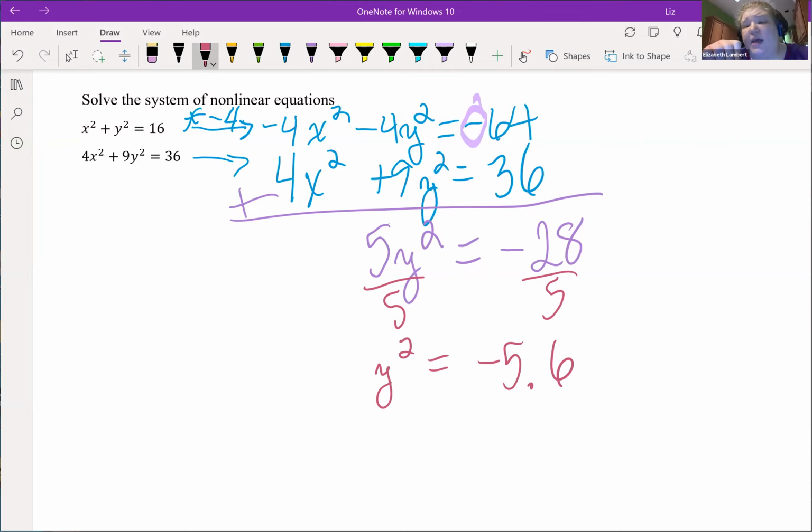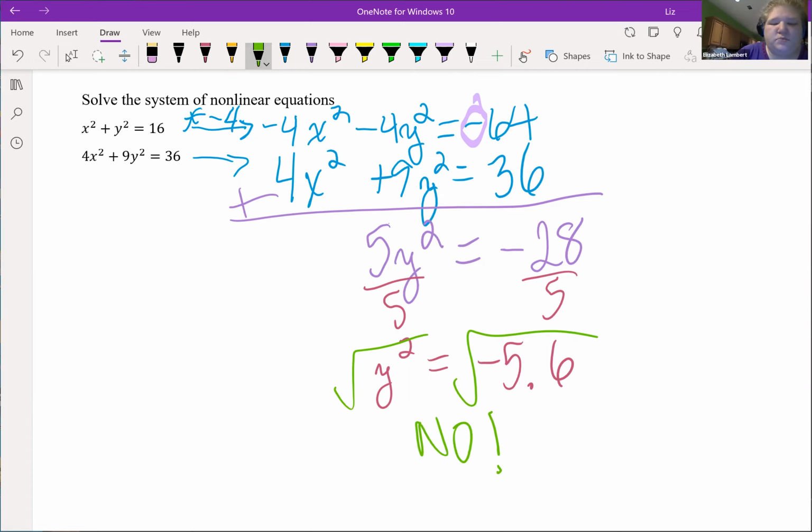And if I try to square root that, I'd get imaginary. No. And that's all I had. I didn't have another equation. I don't have another y value to check like we did before. We threw out one number before, but we had another one to fall back on. Here, I didn't have anything to fall back on. So that means these guys don't intersect. So there are no solutions to this system.